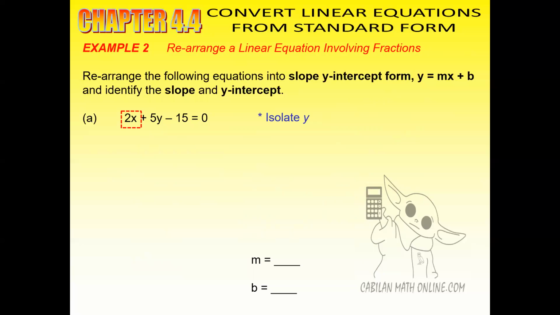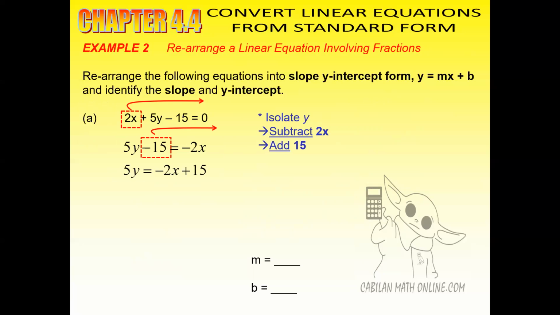So for the first step here, we're going to take the 2x. We're going to move it to the other side. And since this is a positive 2x, this becomes a negative 2x here. Next one over here, we're going to take the negative 15. Since this is a negative, when it goes to the other side, it becomes a positive. So this now becomes 5y is equal to negative 2x plus 15.